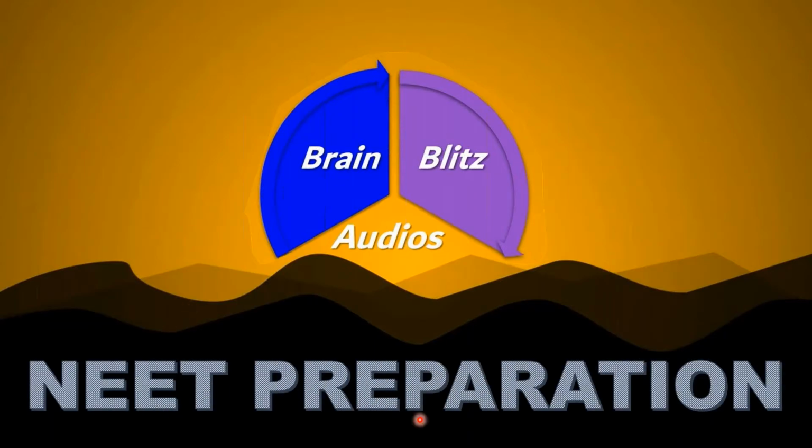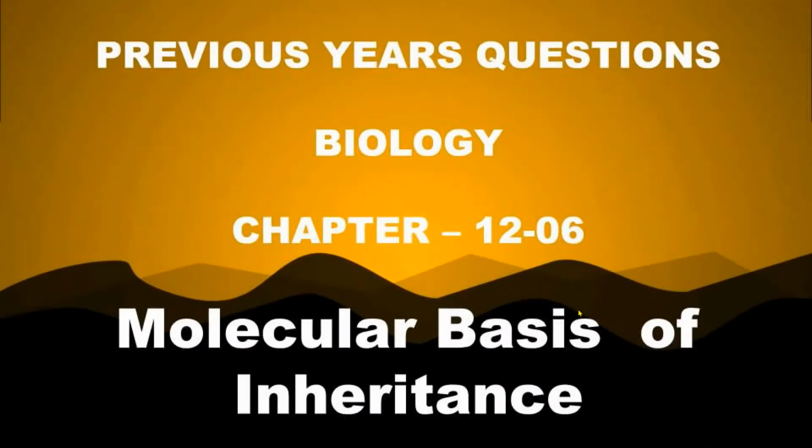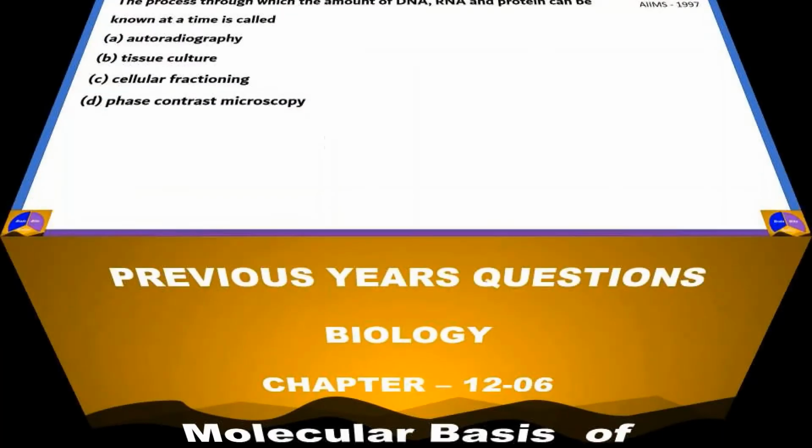In today's episode of NEET Preparation, we'll be dealing with previous year questions of biology in medical entrance examinations in India. Today we're going to be looking at the 6th chapter in the grade 12 syllabus for CBSE. The name of this chapter is Molecular Basis of Inheritance. Let's look at our first question.